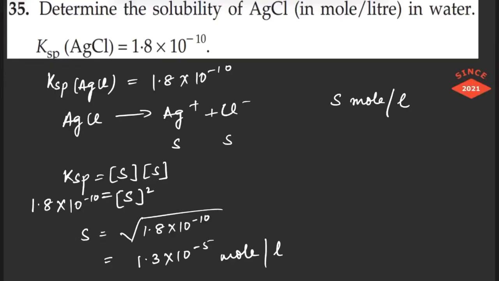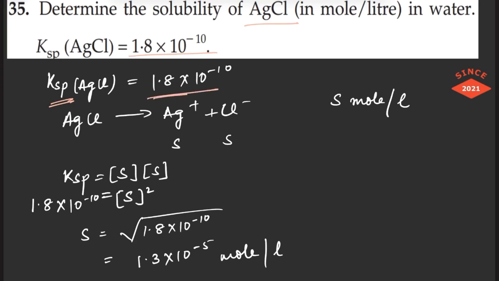Determine the solubility of AgCl in mole per liter in water. Solubility product of AgCl is given as 1.8 into 10 to the power minus 10. How much is the solubility product given? It is given as 1.8 into 10 to the power minus 10.